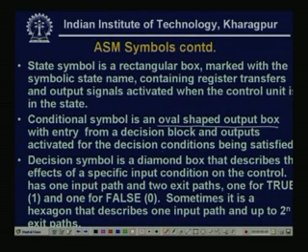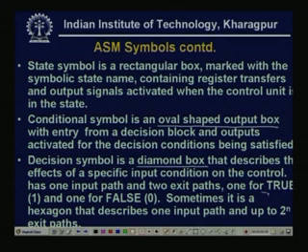Now, the third, the decision symbol, is a diamond box that describes the effects of a specific input condition on the control. That means, if this condition is satisfied, then this decision is taken, meaning this operation should be executed. It has one input path and two exit paths, one for true and another for false, as it is a decision. Sometimes it is a hexagon that describes one input path and up to 2 to the power n exit paths, or more than one, a bus input and a bus output. So, the decision symbol is normally diamond shaped, but sometimes it can be hexagonal. These are the three symbols, the state symbol, the conditional symbol and the decision symbol, used to represent an ASM chart.